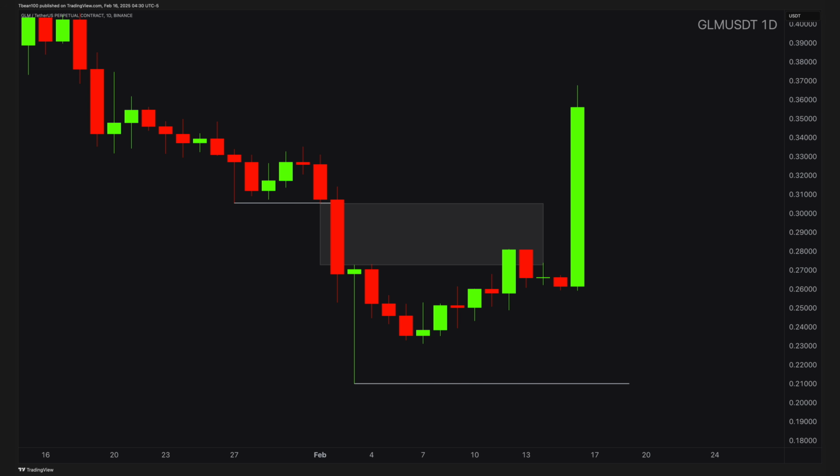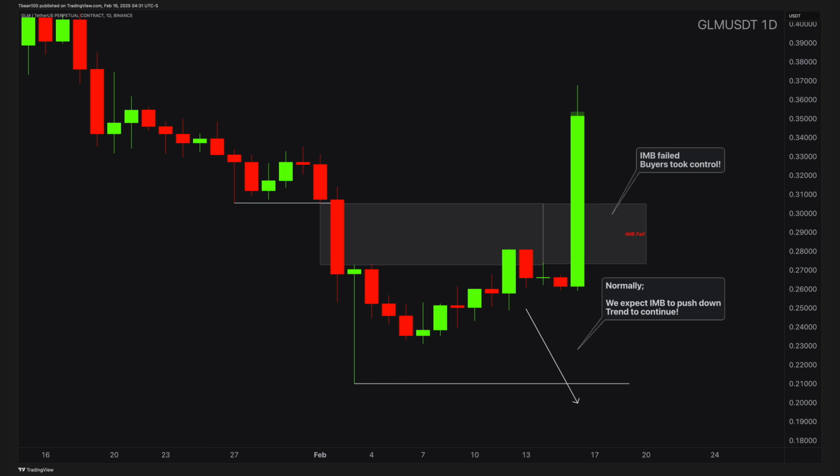What is the purpose of an imbalance? It should keep pushing the price in the direction of the main trend. So the expected move was here to have a new break downwards. But what really happened here? Instead, the imbalance failed and the buyers took the control back. Imbalance strongly failed, as you can see.